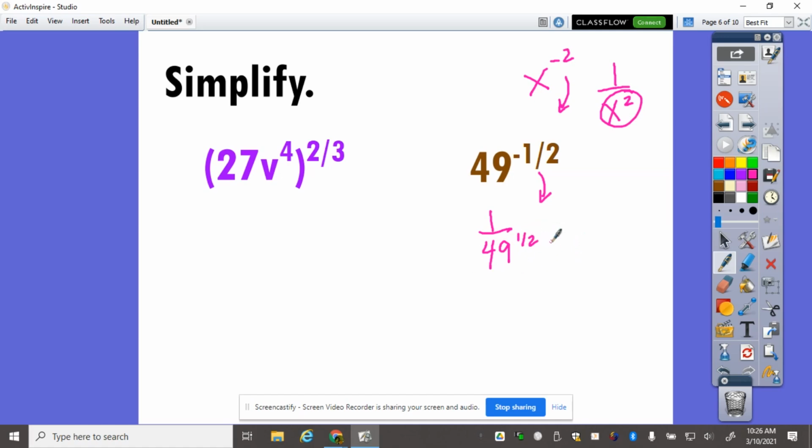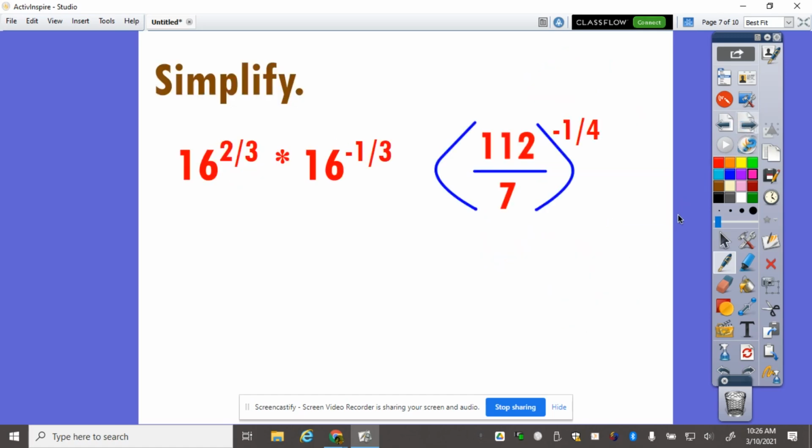And the meaning of 49 to the 1/2 is the same thing as 1 over the square root of 49 to the first power, where the 1 and the 2 can be invisible. The power and the index can be invisible. But what is the square root of 49? The answer is 7. So the answer is 1 over 7. Simple, right?